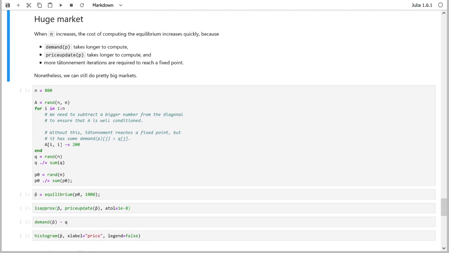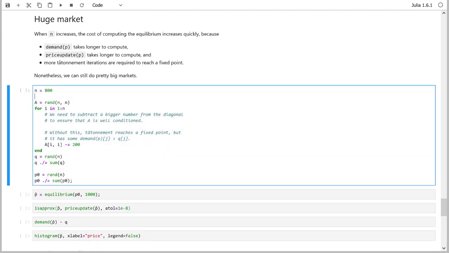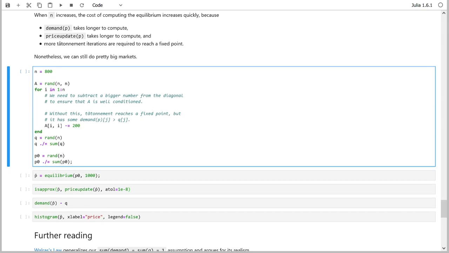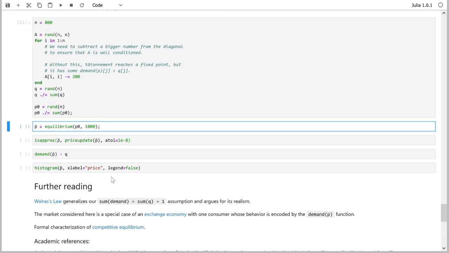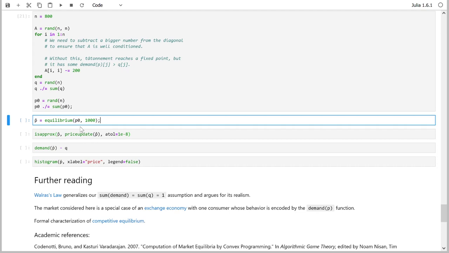Nonetheless, we can still do quite large markets using this code, and this is where Julia's computational performance really starts to shine. So what I've done here is recreated the market from above, but instead we're going to have 800 resources. We're going to create our A matrix, just like above, with one small tweak that ensures that this matrix is well conditioned. So we actually need a stronger negative diagonal on this A matrix than we did before. And other than that, we're just going to set up our supplies and our initial price vector, and we'll use our for loop based equilibrium code from before to compute an equilibrium p bar.